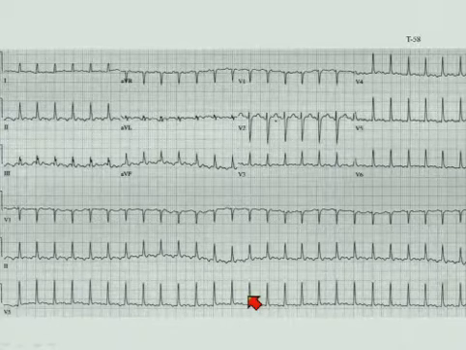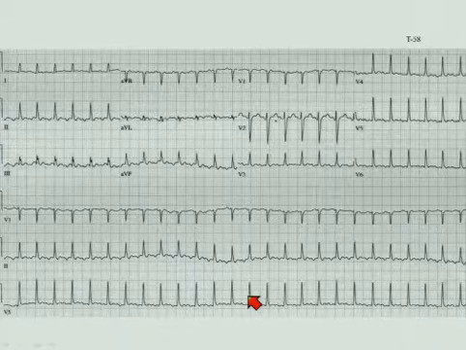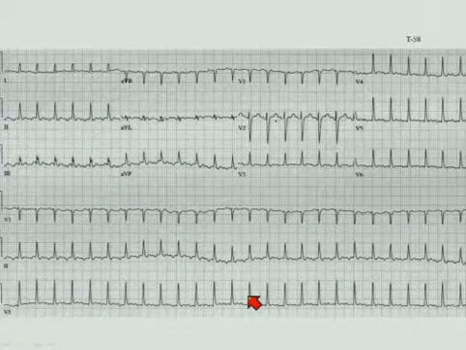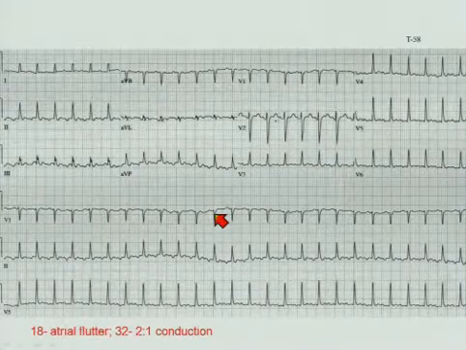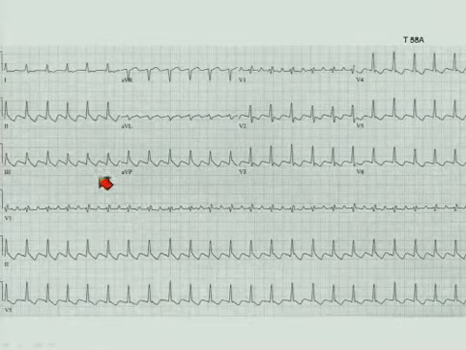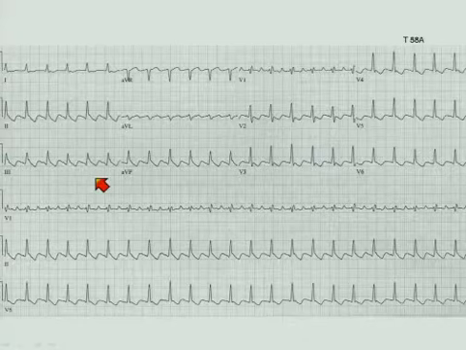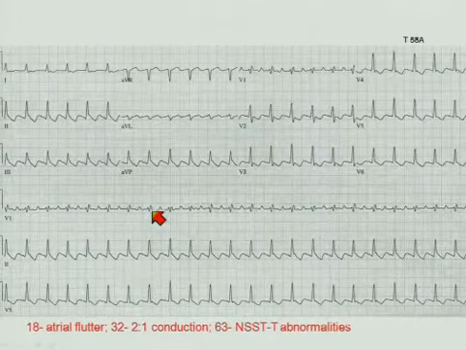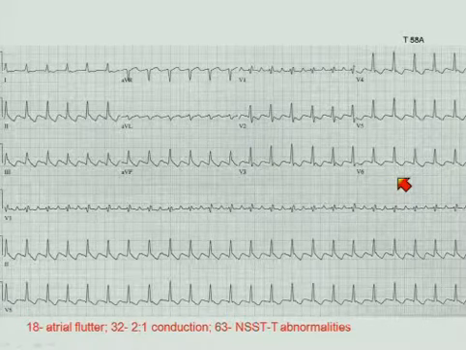It's atrial flutter, right? Pretty straightforward atrial flutter. Here, here, here, here, and there. So this would be atrial flutter and 2-to-1 conduction. The more classic sawtooth atrial flutter shown here as well, with 2-to-1 conduction and some ST-T abnormalities along with it.